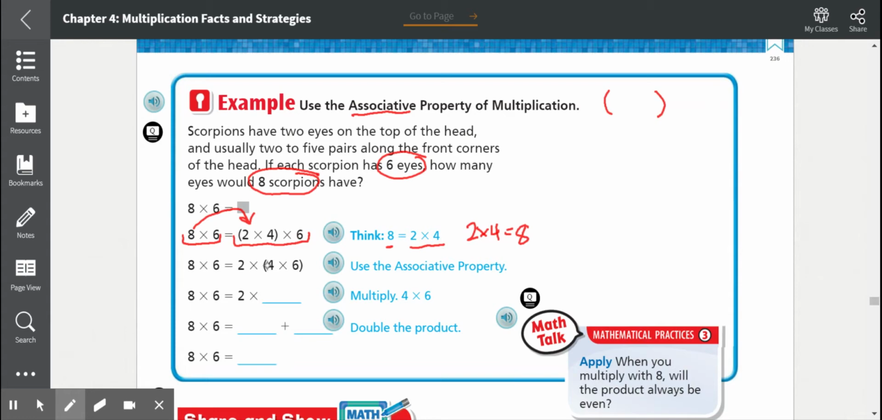So now we could do 4 times 6. Well, 4 times 6 is 24. And then we have the 2 times 24. Well, 2 times 24 is just like 24 plus 24. And now we can add. What's 4 plus 4? 8. What's 2 plus 2? 4. So 8 times 6 is 48. So the 8 scorpions would have 48 eyes.